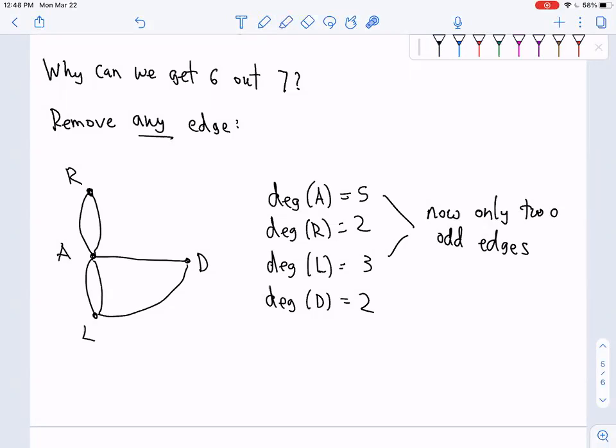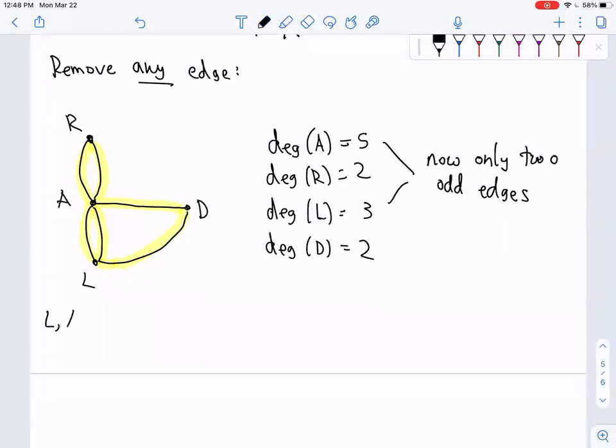So let's try to do an Euler path, okay? So let's look at some of these vertices. L is an odd vertex, so I'm just gonna do this. Let's see. So I'm going to go L to A, to D, back to L, back to A, to R, and then A. Okay, and so that one worked. So we go L, A, D, L, A, R. That is an Euler path.